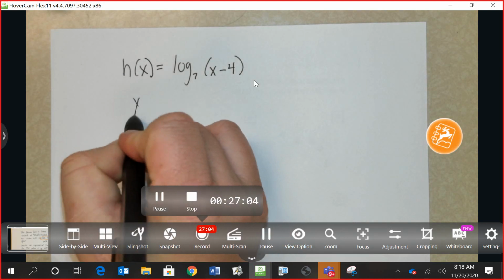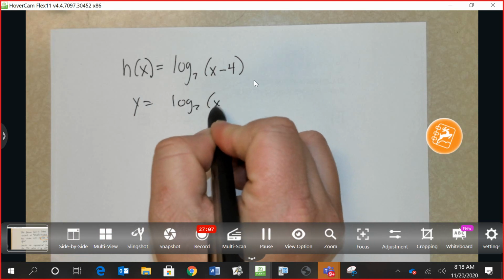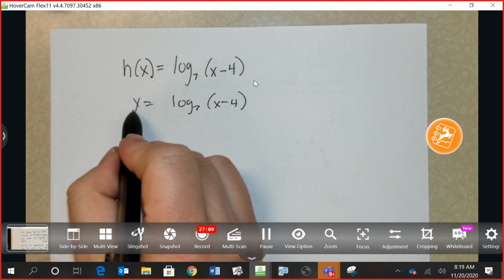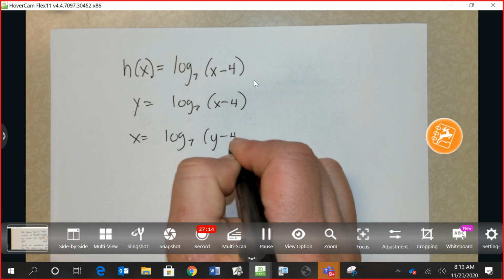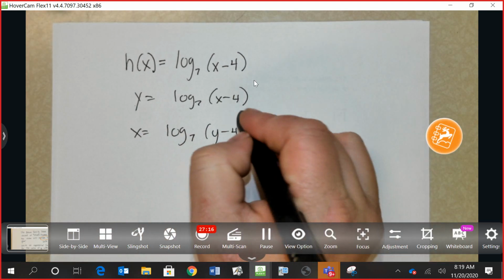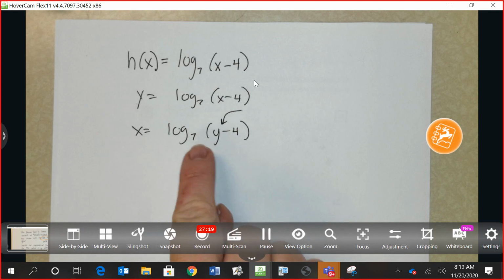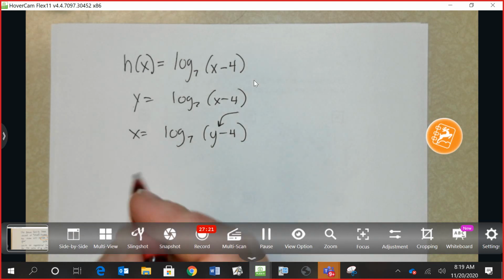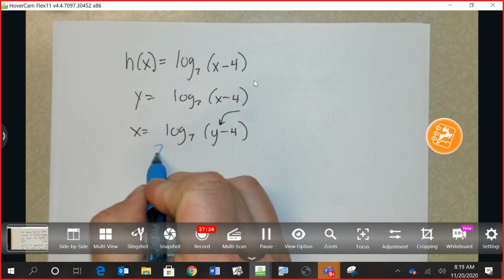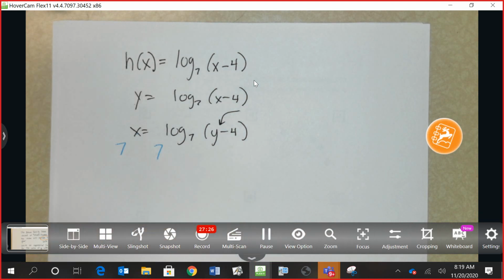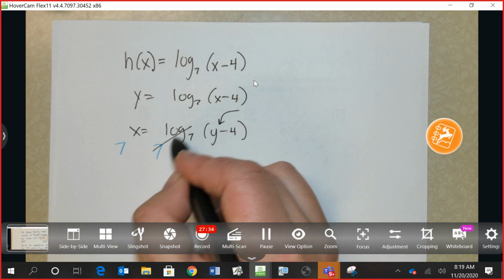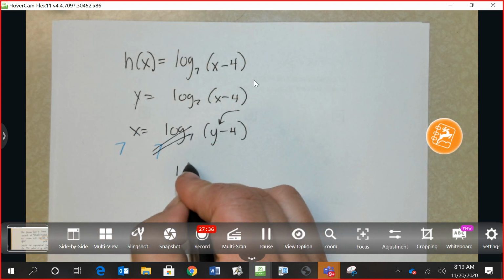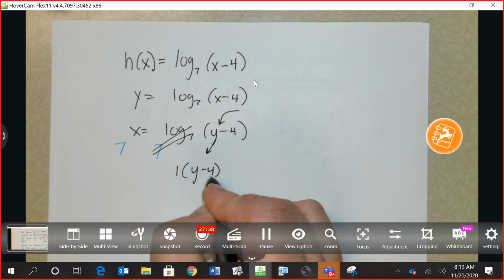Okay, I'm going to switch this to a y. And then I'm going to switch the x and y. Let's isolate this. I take whatever this base is, and now it becomes the base and the exponent. Whatever I do to one side, I must do to the other side. The reason I did that is because when simplified, this becomes a 1, and I get to bring down what was behind it.